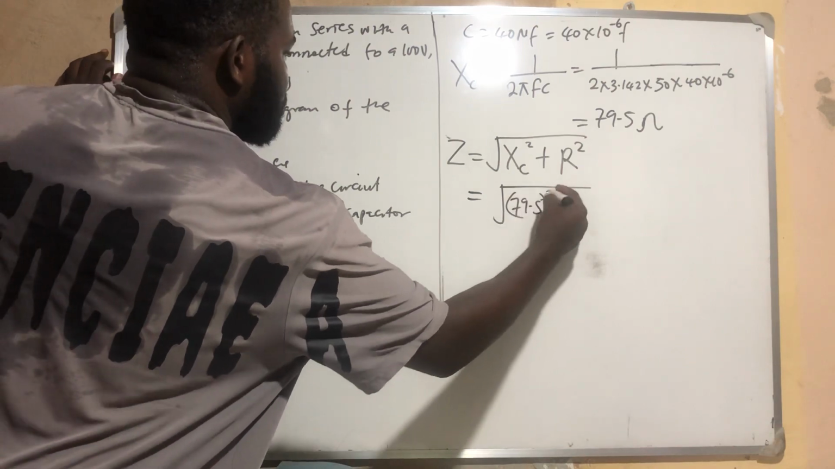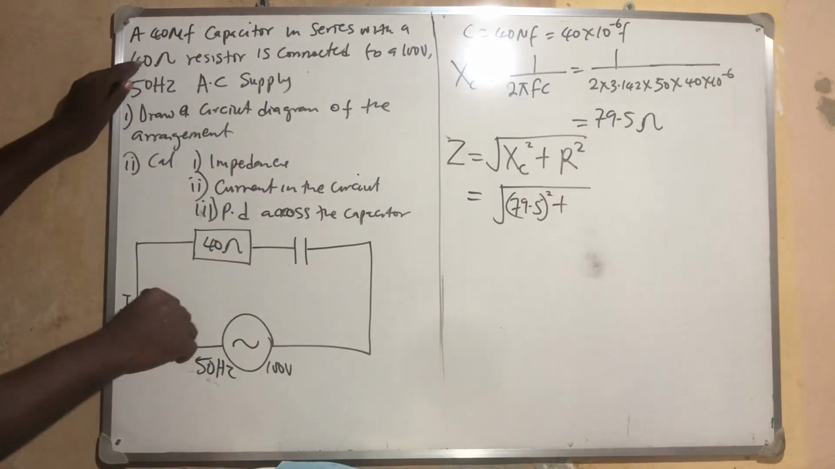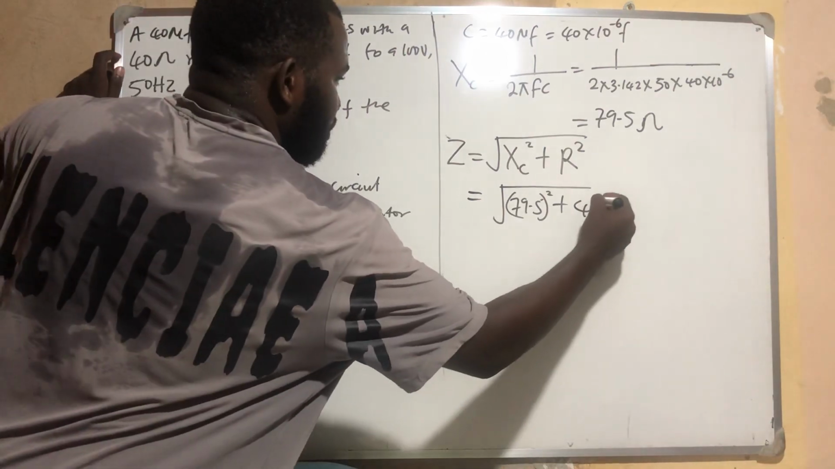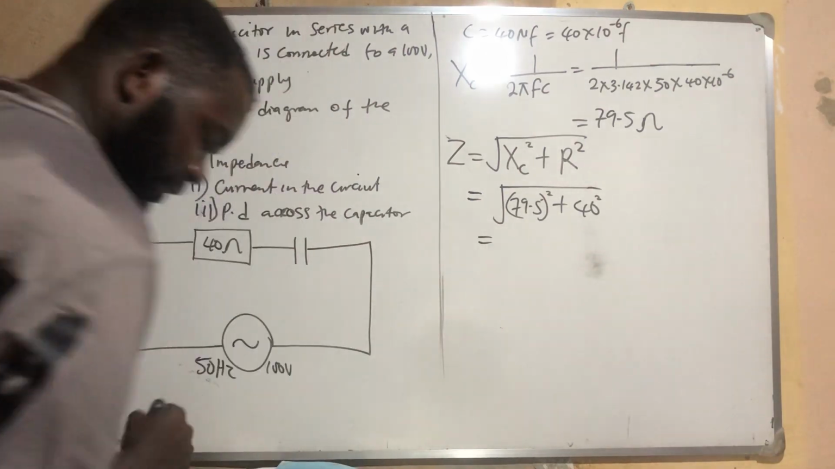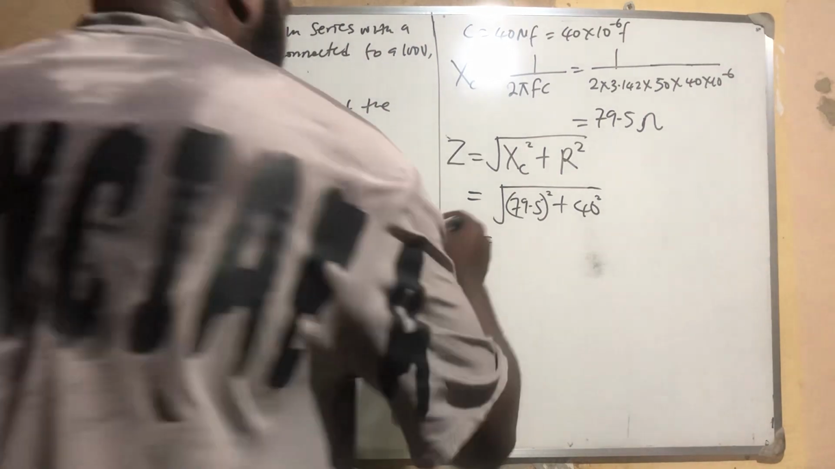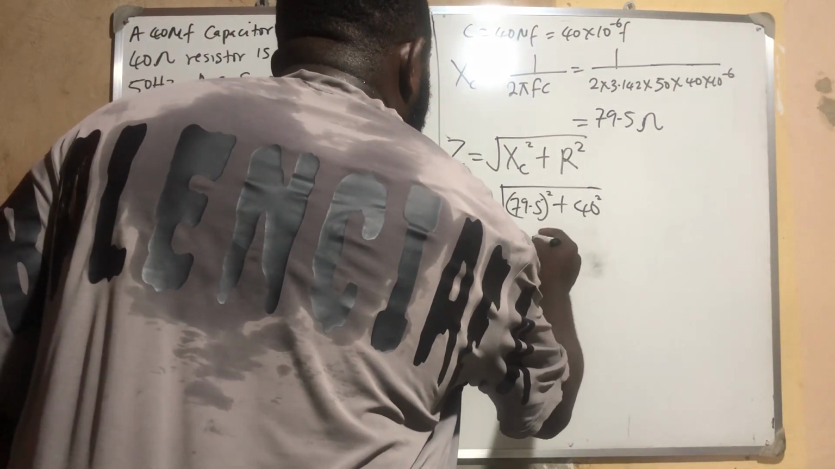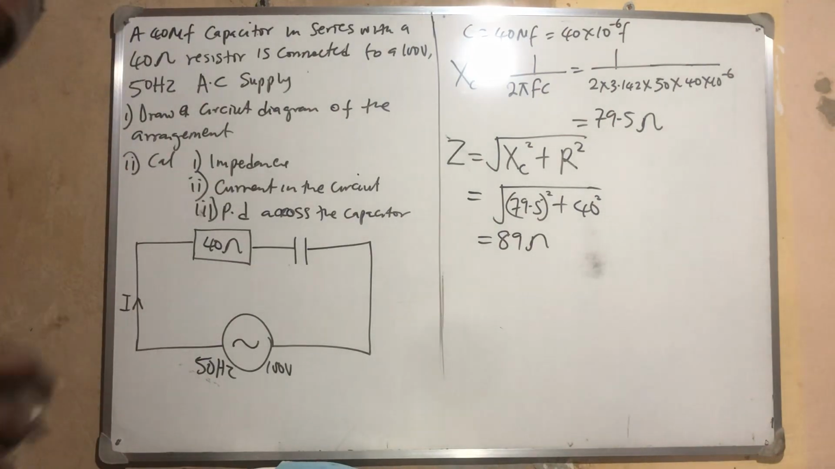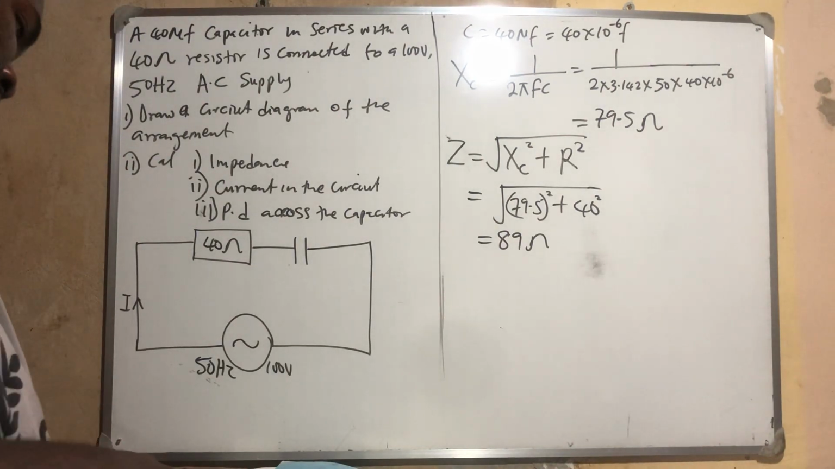79.5 all squared plus the resistor they gave me, which is 40 ohms, 40 squared. If you do that, you'll get that your impedance is 89 ohms. Okay, and I know it's approximately 89 ohms.